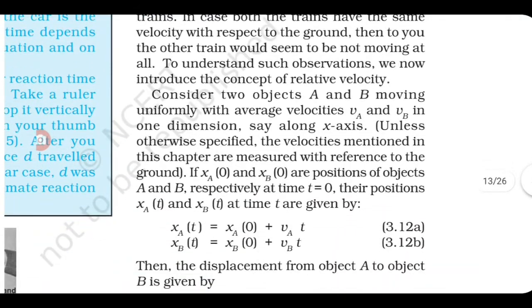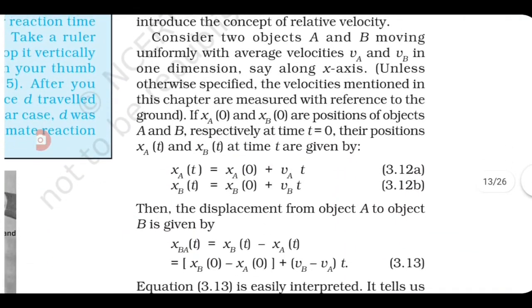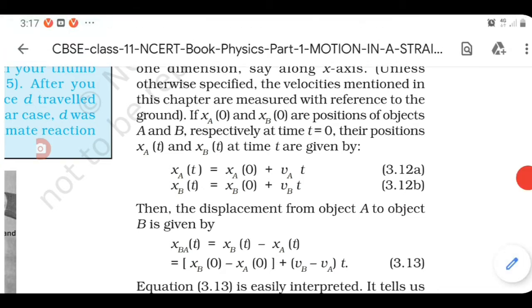We consider two objects A and B moving with uniform motion. They have the velocities VA and VB in one dimension. Now XA0 and XB0 are the positions of objects at time t equal to 0. So at a time t, the positions are given by XA of t and XB of t.